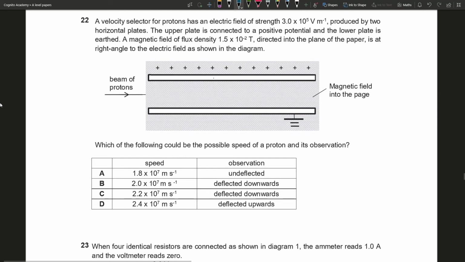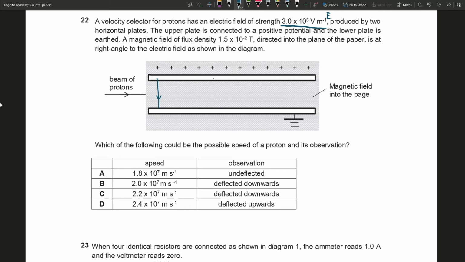Question 22. A velocity selector has an electric field strength of E, produced by two horizontal plates. The upper plate is connected to a positive potential and the lower plate is earthed. That means that the direction of the electric field is downwards and the electric force on the protons will be downwards.